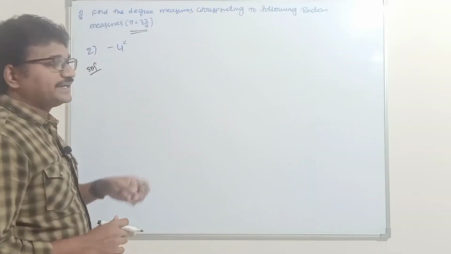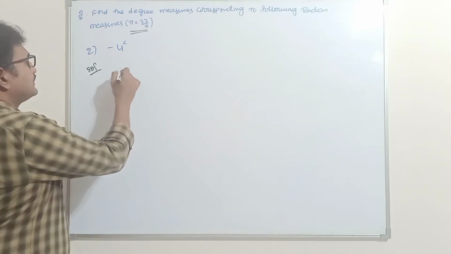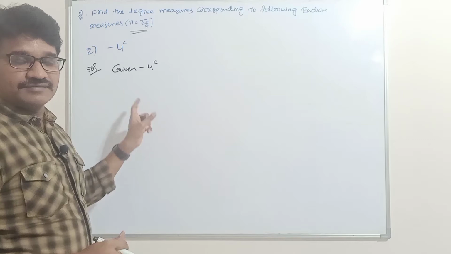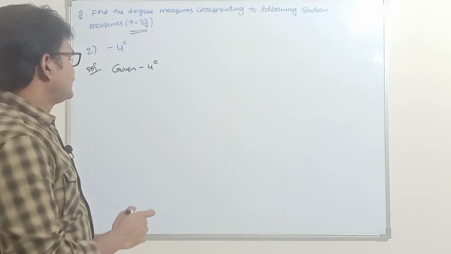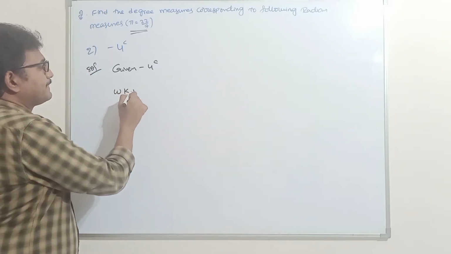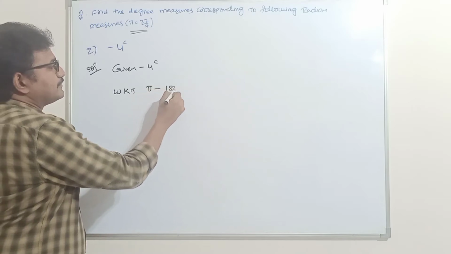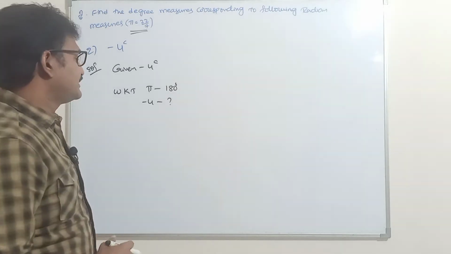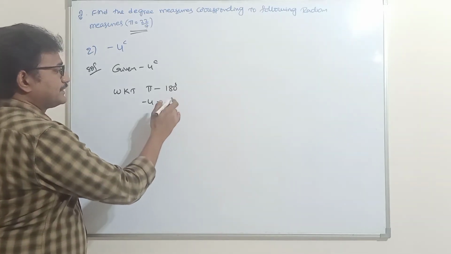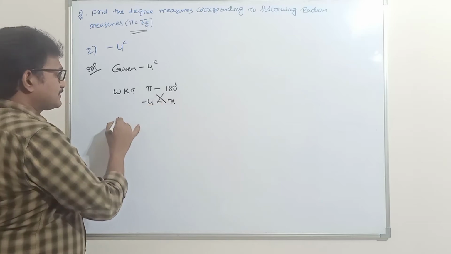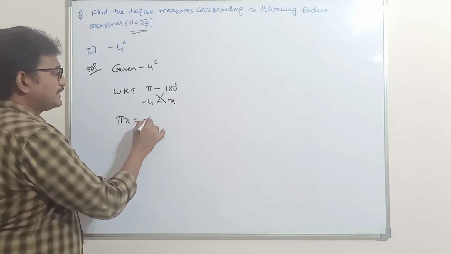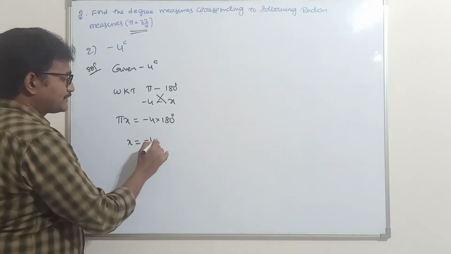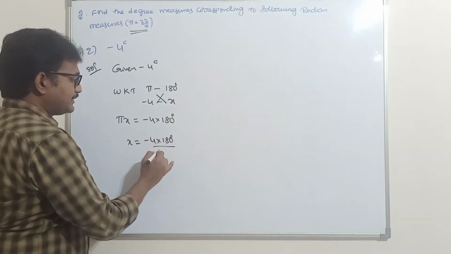Next problem, minus 4 radians. Given minus 4 radians, convert this into degrees. We know that pi radians is equal to 180 degrees. Then minus 4 radians is equal to how many degrees? Let it be x degrees. So by cross multiplying, pi x is equal to minus 4 into 180. So x is equal to minus 4 into 180 by pi.